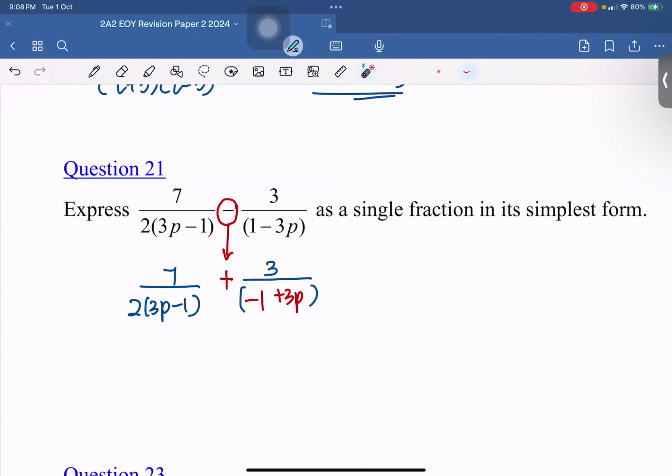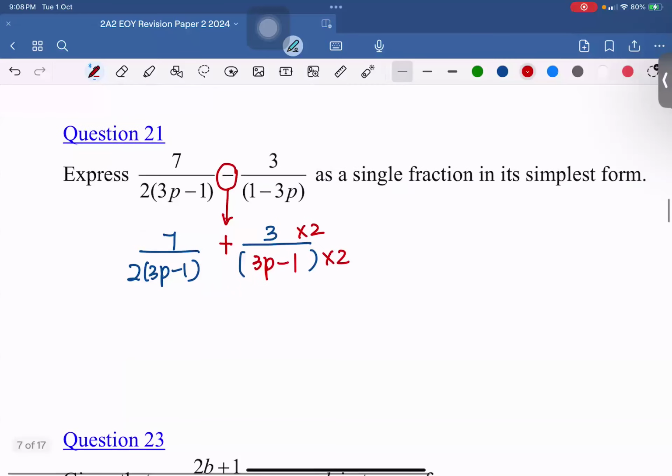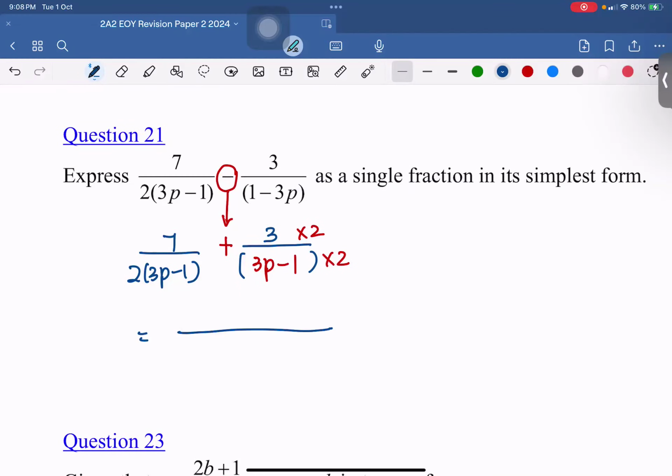Now, both of them, are they fully the same, or what is missing? Times 2. Okay, times 2. So I times 2 here, times 2. Now, this portion look a bit ugly. Can I write it as 3P minus 1? Same, right? So now I know I switch the sign already. Then the denominator 2 bracket 3P minus 1, 7 plus 3 times 2 is 6.